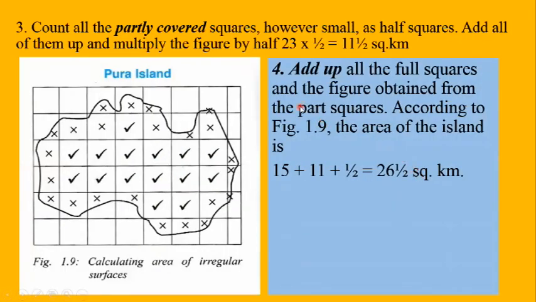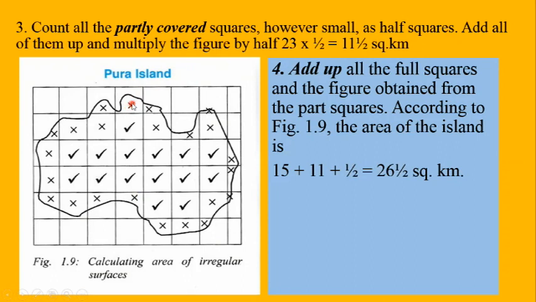The other step, that is number 3, count all the partly covered squares, however small. You count the partly covered squares as half squares and add all of them up and multiply the figure by a half. That is, if we count the partly covered, I mean.